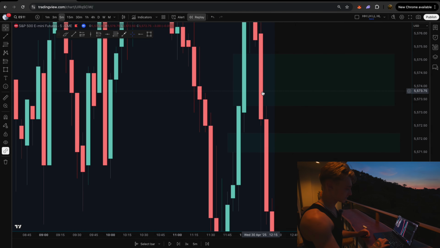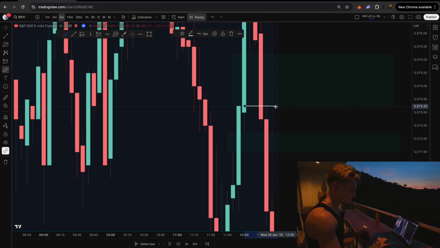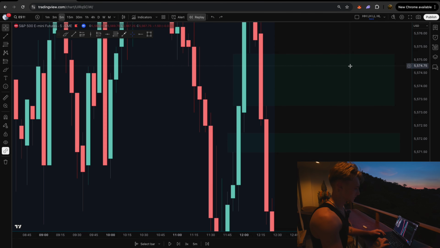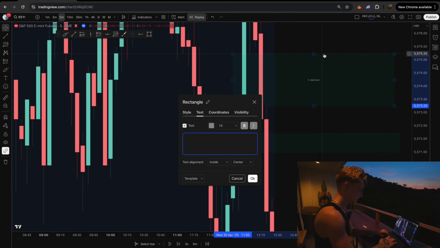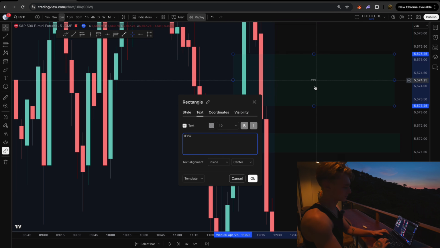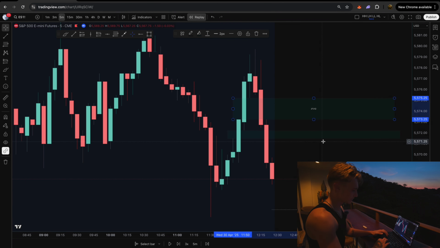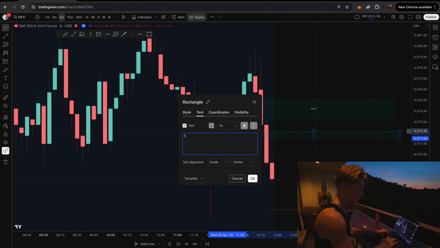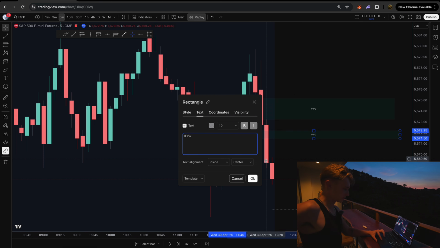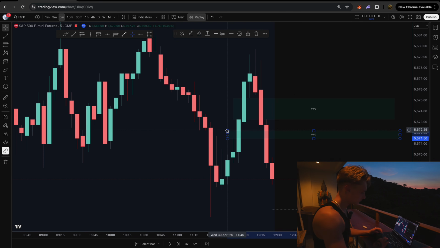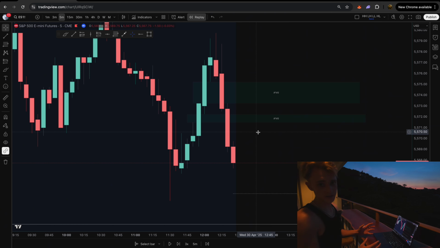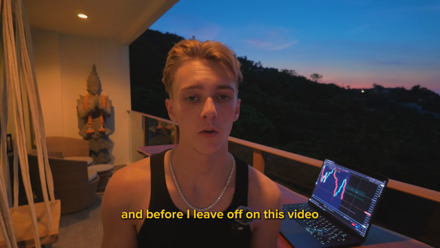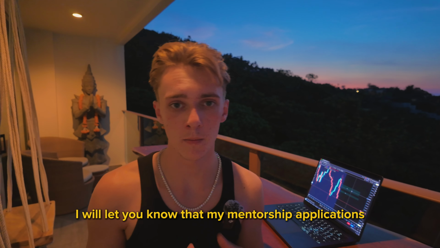But price breaks and closes. We have a full candle closure or a full body closure underneath this FVG. So we can now call this an inverse fair value gap, which is marked as an IFVG. Same with this fair value gap here. It has been inversed, so we call it an IFVG. Easy stuff, simple stuff.